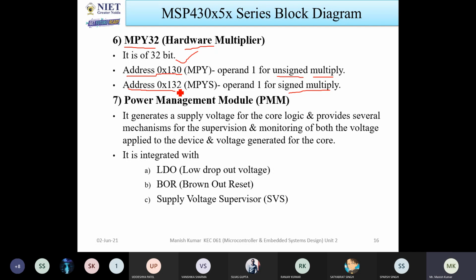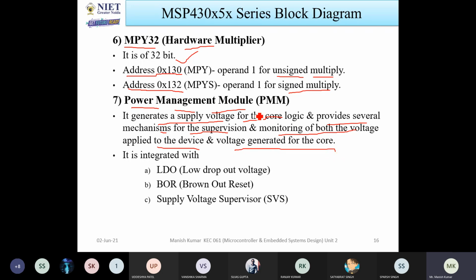This is the bit defined by the hardware. Now we will come to the power management module. Let's see what the use of the PMM is. The power management module generates a supply voltage for the core logic and provides several mechanisms for the supervision and monitoring of both the voltage applied to the device and the voltage generated for the board.